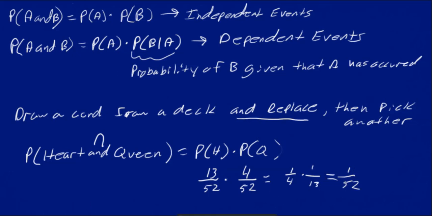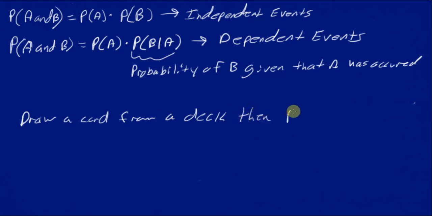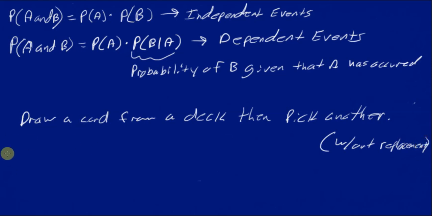Okay? So now if we draw a card from a deck, then pick another, and it doesn't say replace. If it doesn't say replace, this is without replacement. So it has to specifically tell you that it's replacement.